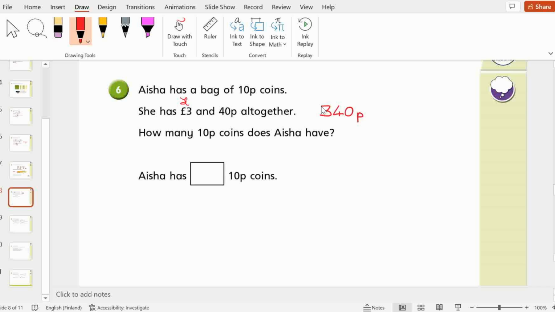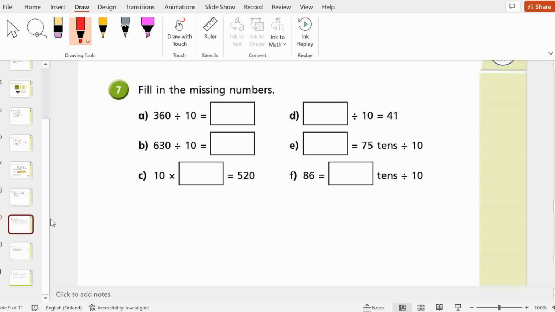And once again, we need to do what? How do we work this one out? Yeah, 340 divided by 10. And that gives us, good, okay, because you can see again, we've done that. Right, let's have a look here. Good. Fill in the missing numbers.